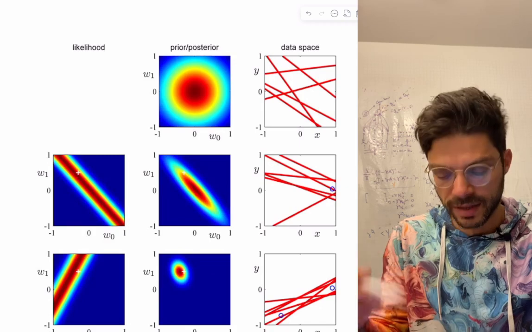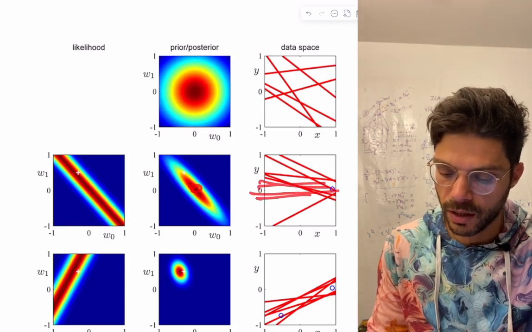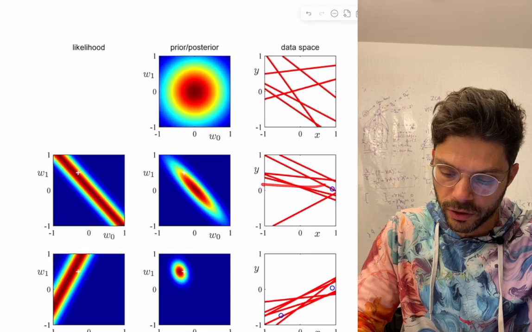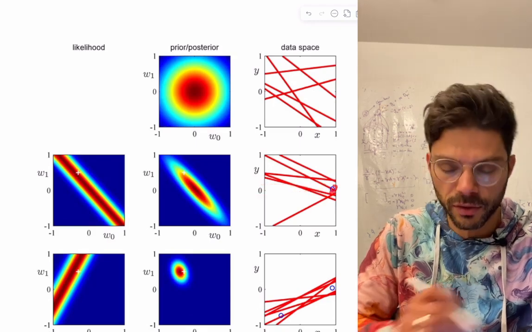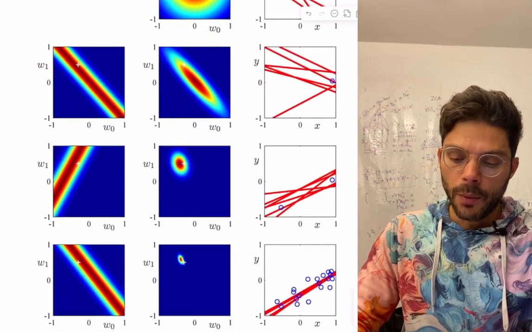And if we sampled some more, and you can do that in the code, you should get lots of lines that are essentially from here, like that. But they all are going to want to go through, or at least go close to, this observed data point. And now we get, okay, 2 lines.